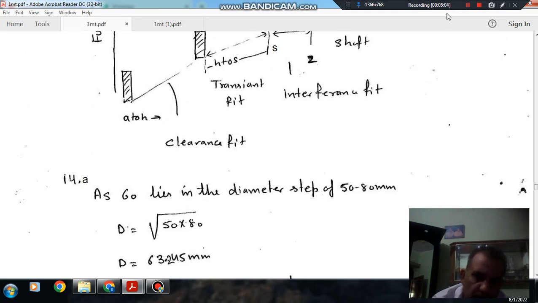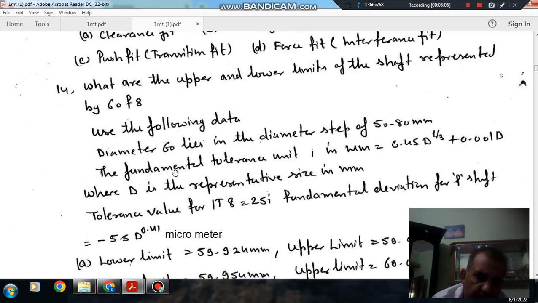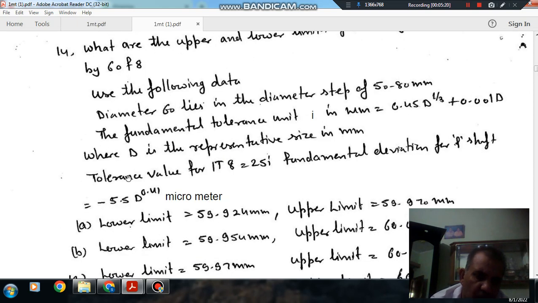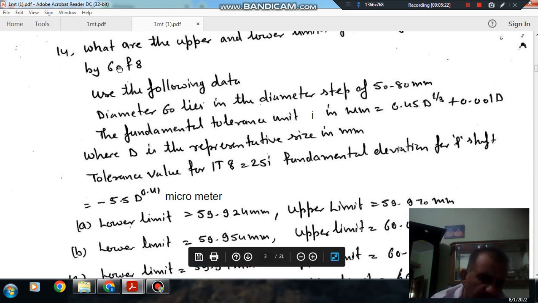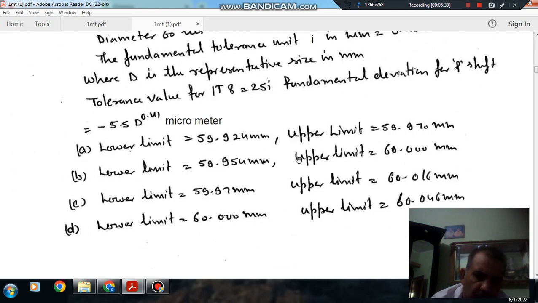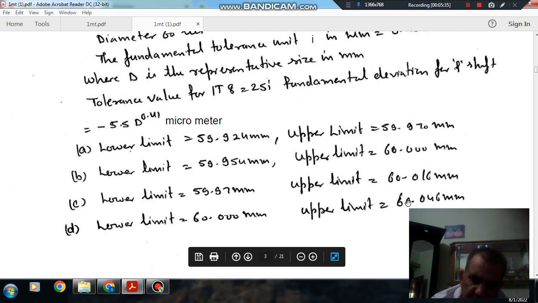So the answer is option A: lower limit 59.924 mm and upper limit 59.970 mm. As the fundamental deviation is minus, the size of the shaft will be less than 60, or we can say the upper limit of the shaft will be less than 60, and the lower limit will be even lesser. Here, options with an upper limit more than 60 are wrong. So the answer is option A.